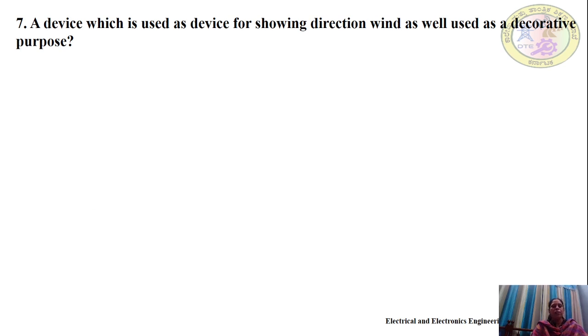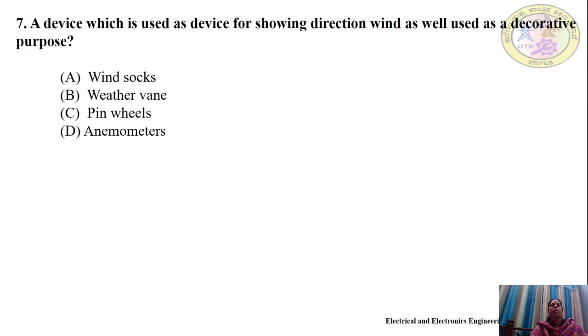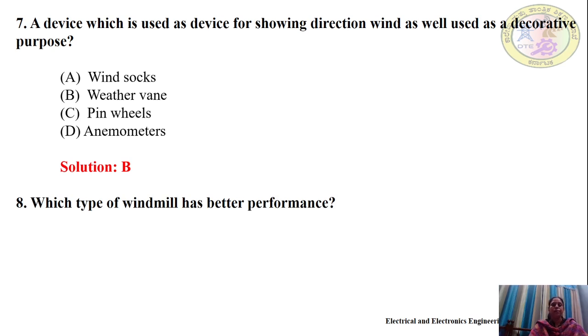A device which is used for showing the direction of wind as well as for decorative purpose, which one is it? Wind socks, weather vane, pinwheels, anemometers. A device used for showing the direction of the wind as well as decorative purpose. Answer is solution B, weather vane.